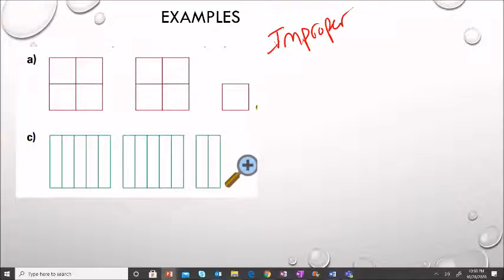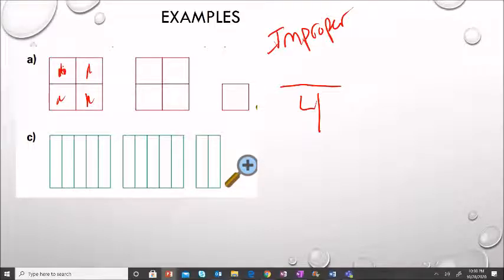So we have to ask ourselves first, and always get in this habit, how many make a whole here? Okay, so we have 1, 2, 3, 4. So 4 make a whole, so your denominator is going to be 4. Pretty simple. Now what you need to do is count how many shapes you see.